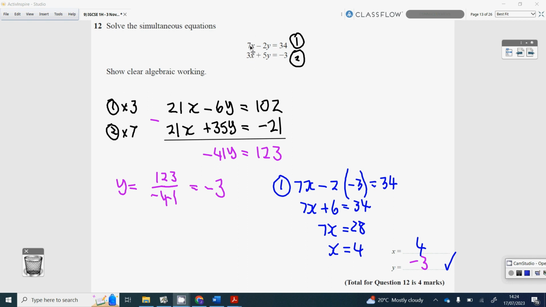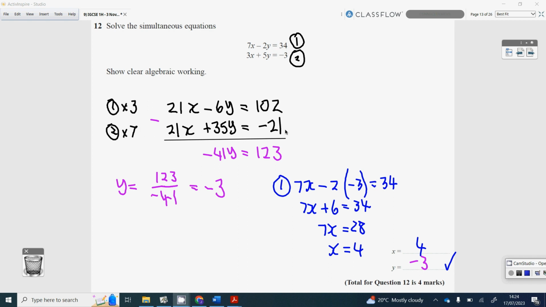So I'm going to multiply all the terms in equation 1 by 3 to give me 21x, and all the terms in equation 2 by 7 to give me 21x again. Taking equation 1 and multiplying everything by 3, 3 lots of 7x is 21x, 3 lots of minus 2y is minus 6y, 3 lots of 34 is 102. Now I'm going to take equation 2 and multiply each term by 7. 3x times 7 is 21x, 5y times 7 is 35y, minus 3 times 7 is minus 21.